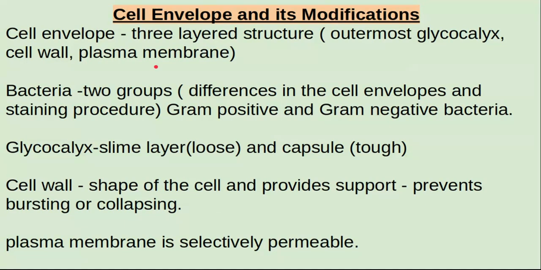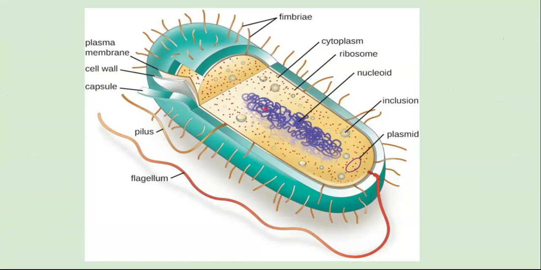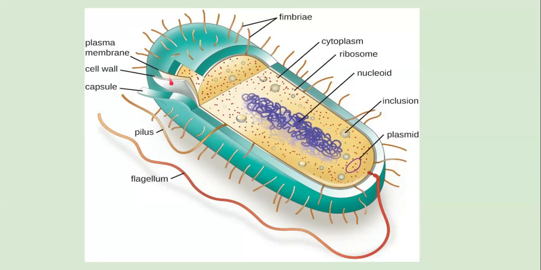Just to go back to the diagram, you can see this is your outer glycocalyx. You can see the three layers in green. This is your glycocalyx layer, the white one is the cell wall, and the innermost, which is in close contact with the cytoplasm, is the plasma membrane.